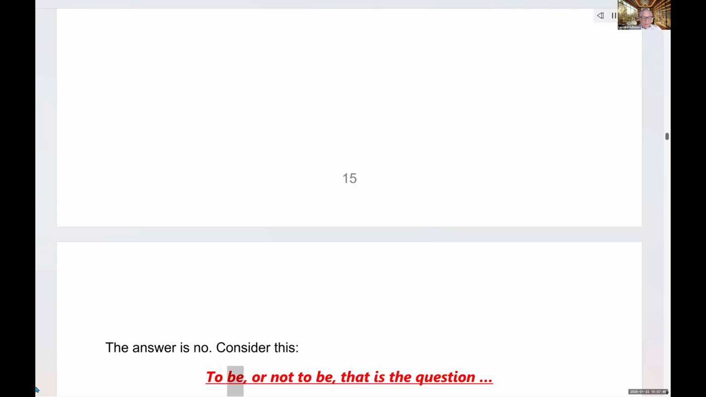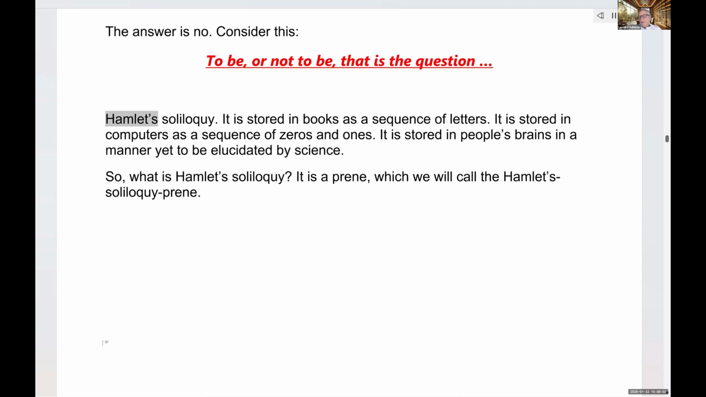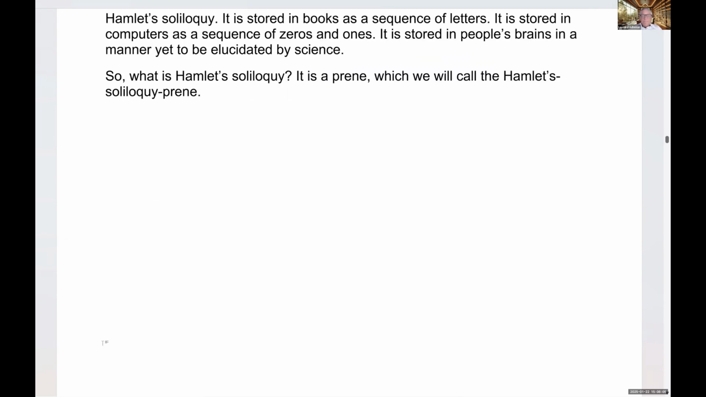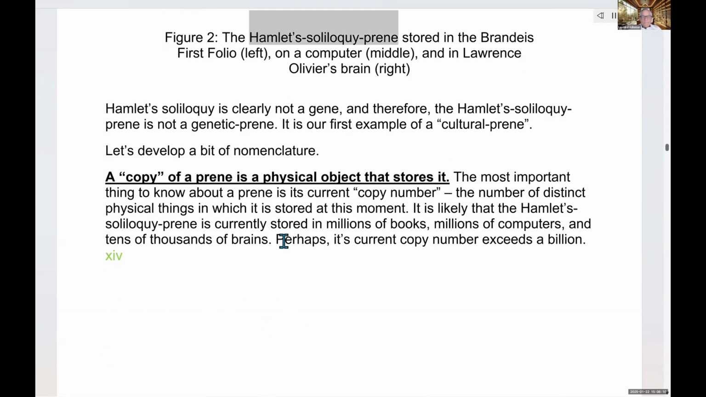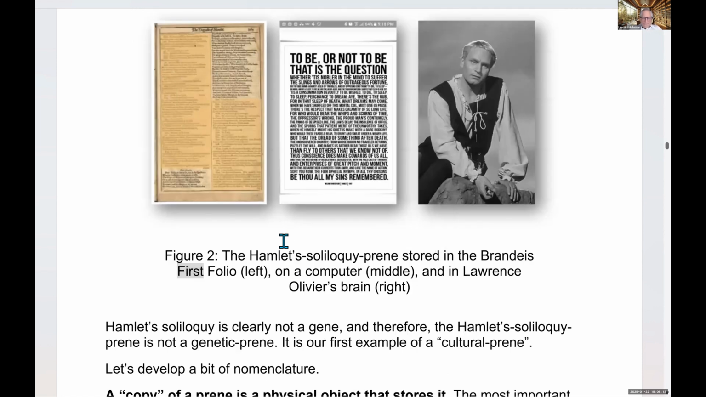To be, or... It turns out the answer is no. Consider this. To be, or not to be, that is the question. Now you saw that in the first lecture. I also taught it. So, Figure 2, the Hamlet soliloquy preen.